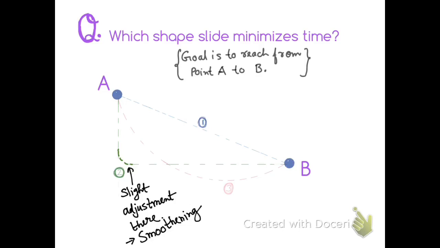From point A to point B, a particle will take the least amount of time when it chooses path number 3, or curve number 3. We are going to know how this happens and what the history of the problem was.